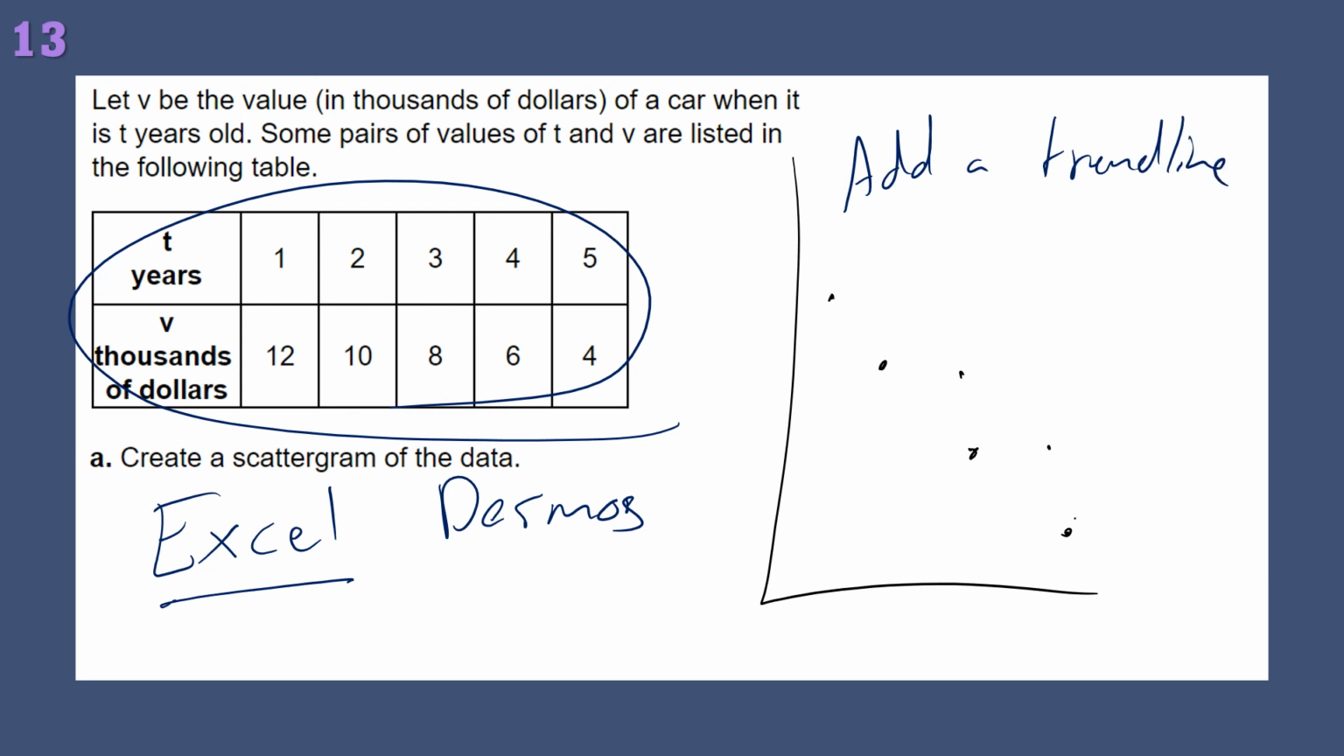And the trend line is the line in the scattergram that goes in the middle of all your dots. Notice it doesn't actually have to hit any of the dots, but it's supposed to kind of minimize the deviations.